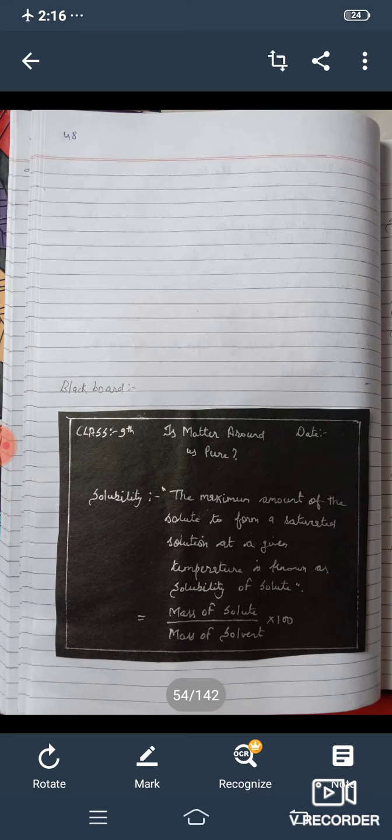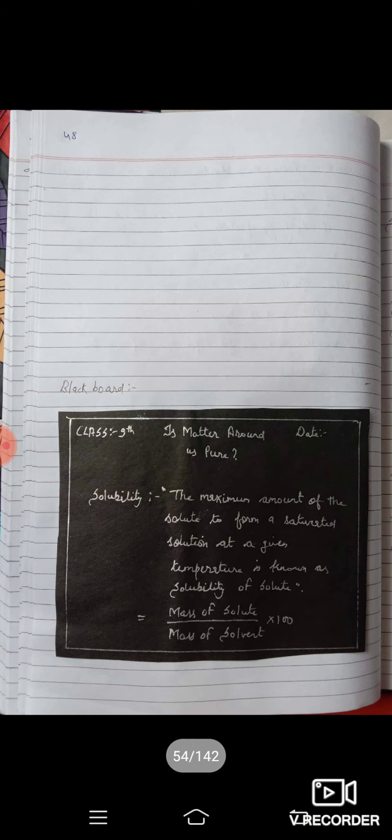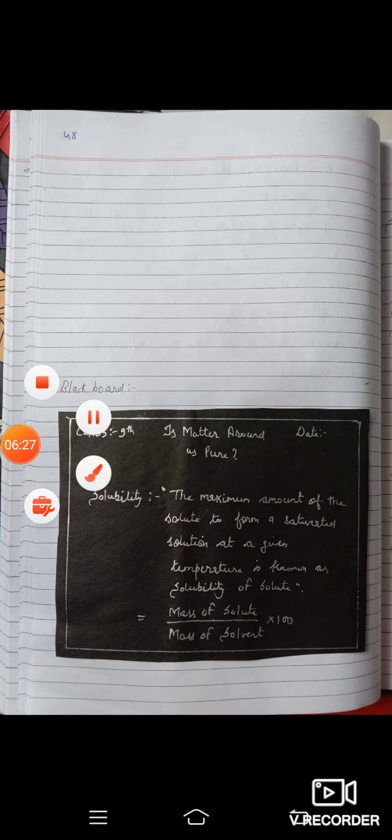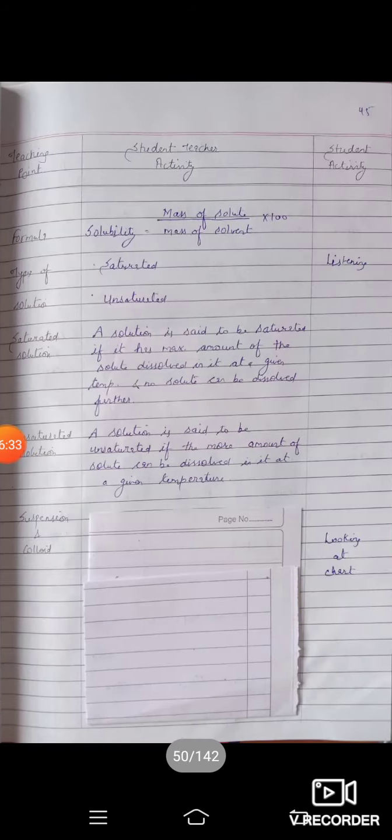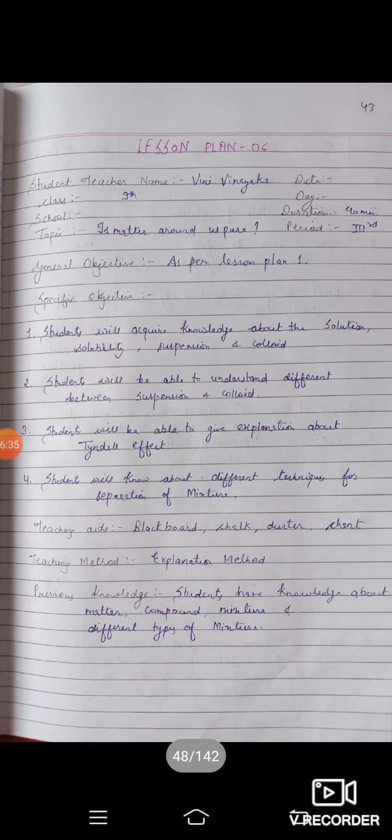Blackboard work: Matter Around Us Is Pure, class, and date. You can write down the solubility definition: the maximum amount of the solute to form a saturated solution at a given temperature is known as solubility of solute, and give the formula, that is mass of solute upon mass of solvent into 100. So today's lesson plan regarding Is Matter Around Us Pure is completed.